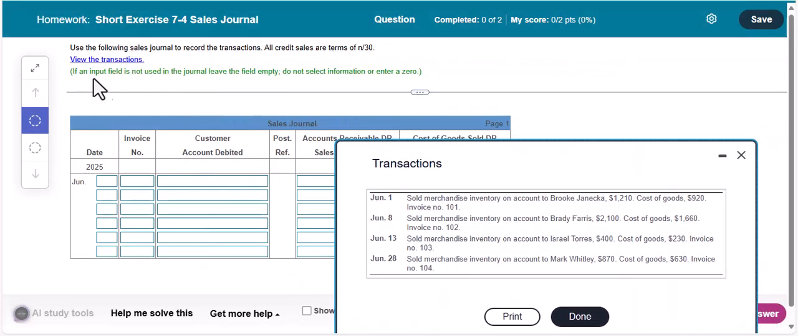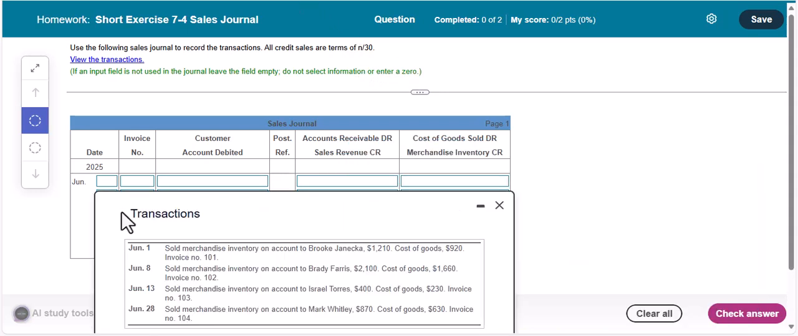And it tells us if an input field is not used in the journal, leave the field empty, do not select information, or enter a 0. I like to use this table to block off all the other rows as we work down the transactions. The only thing that goes in the sales journal are sales on account, and if you look at these transactions, all of them are on account.